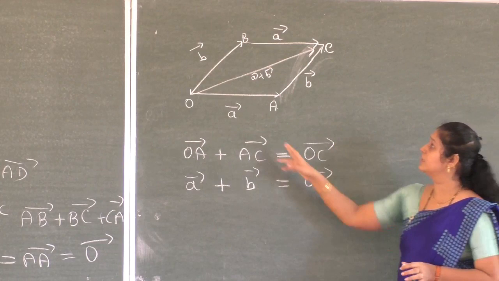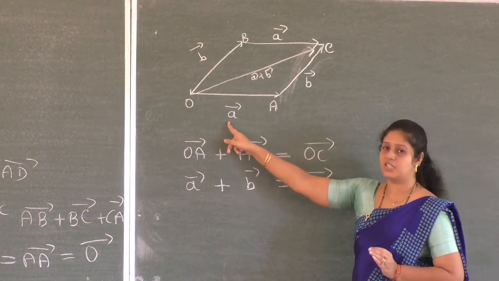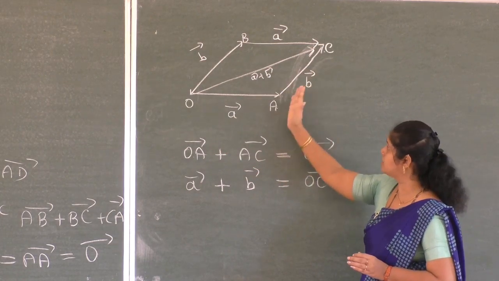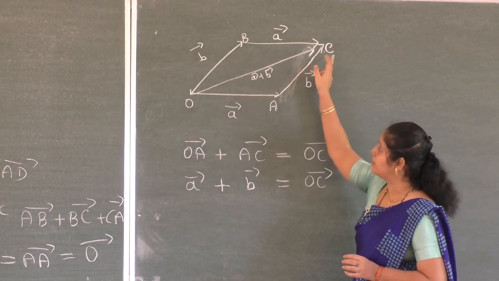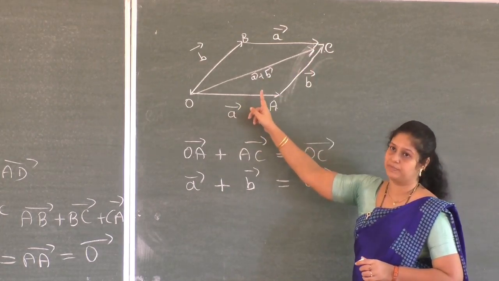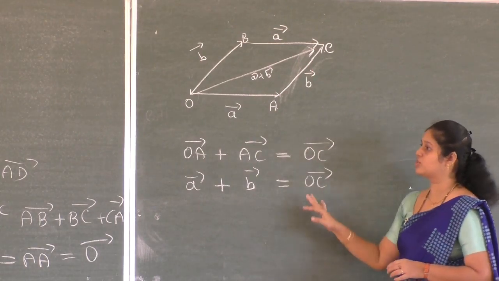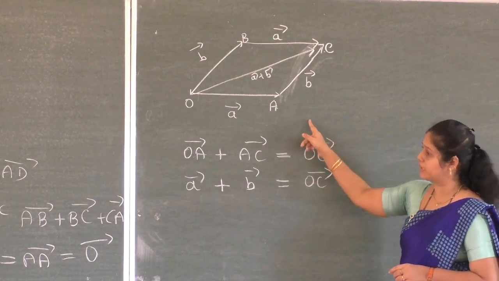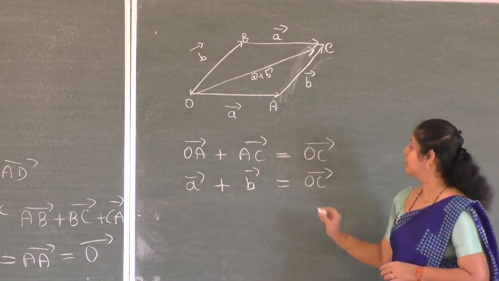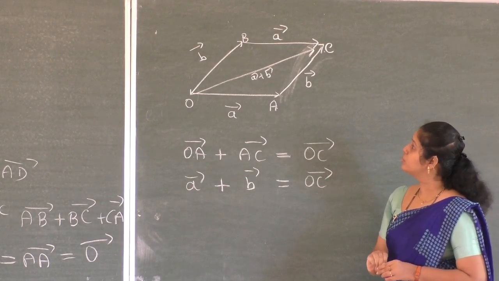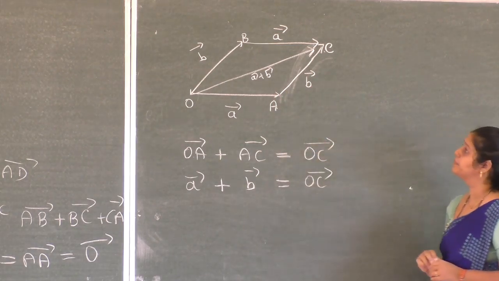Okay, here in this parallelogram, one side of the parallelogram is represented by one vector, another side by another vector, and the sum is represented by the diagonal, as you can see in the diagram of the parallelogram. So this is called the parallelogram law of vector addition. Actually, the parallelogram law of vector addition and the triangle law of vector addition are equivalent.